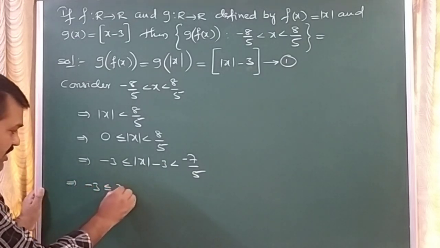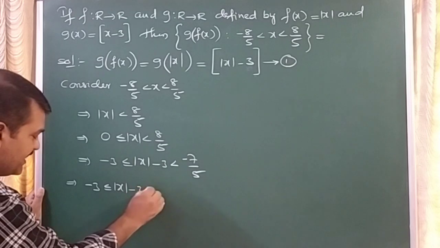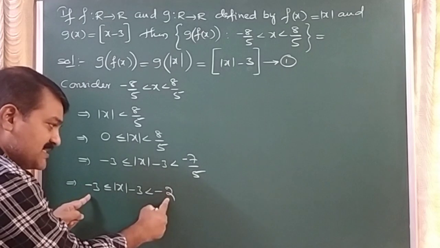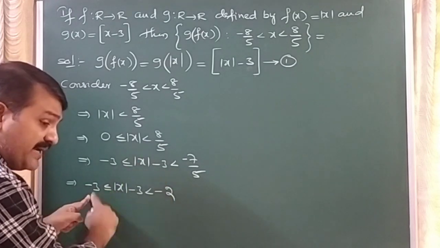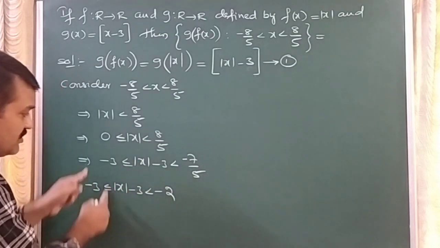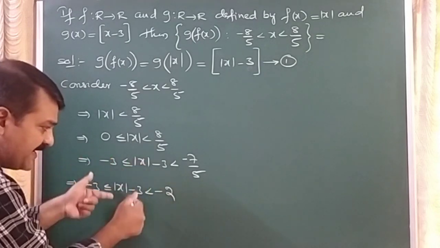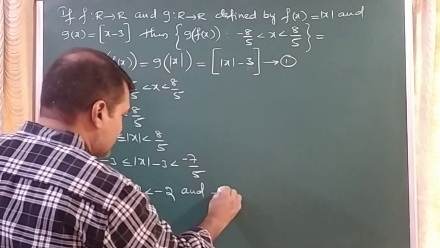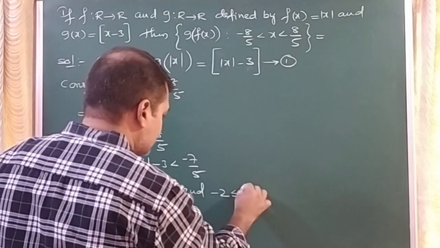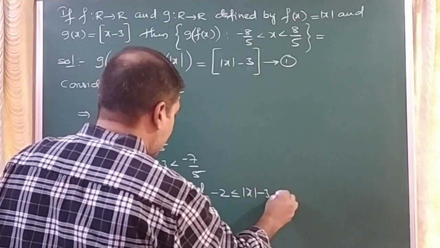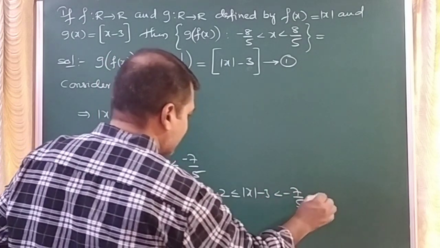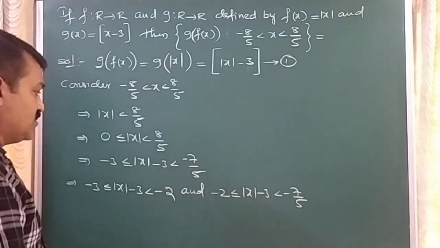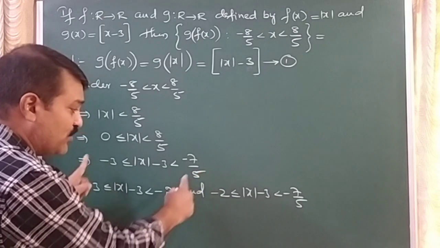minus 3 less than or equal to mod x minus 3 is less than minus 2. I am separating the interval between minus 3 and minus 2. Between two integers you have to take. So between minus 3 and minus 2 I separated the interval, and between minus 2 and minus 7 by 5. Minus 7 by 5 means it is minus 1.4. So this total interval we divided into two parts.